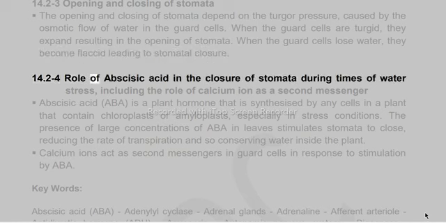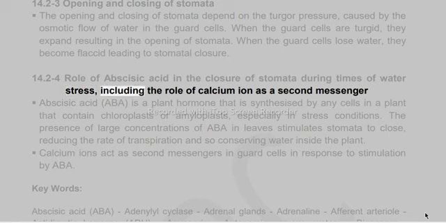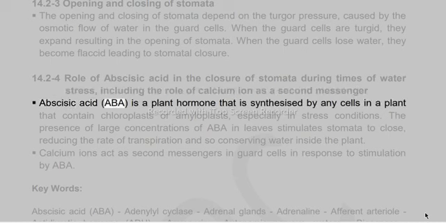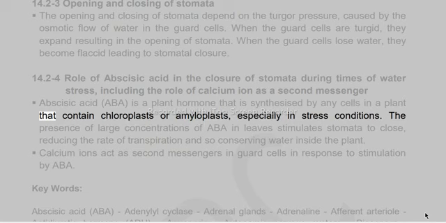14.2.4 Role of abscisic acid in the closure of stomata during times of water stress, including the role of calcium ion as a second messenger. Abscisic acid, ABA, is a plant hormone that is synthesized by any cells in a plant that contain chloroplasts or amyloplasts, especially in stress conditions.